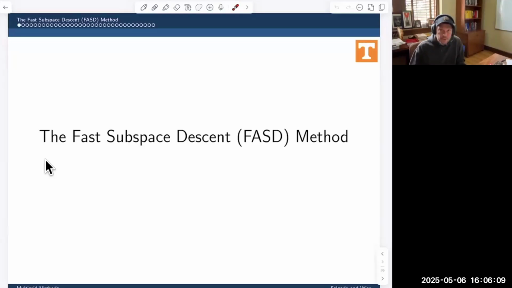Welcome back to Multigrid Methods. Today we're going to recall the definition of the fast subspace descent method, and we're going to, with all hope, prove that this method is convergent using the same techniques that we employed to prove the convergence of the SSC method.